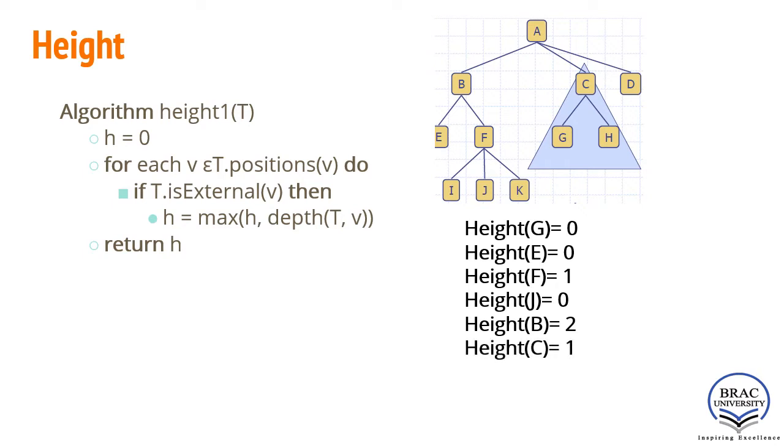Height of C is 1. Height of A is 3. Height of A is 3 because it focused on this path. So according to the previous lecture, the height of a node is the longest path from the node to a leaf node. So for this node, the longest path can be there or there or there. These three can be the longest path, but they are all the same. So height of A is 3.